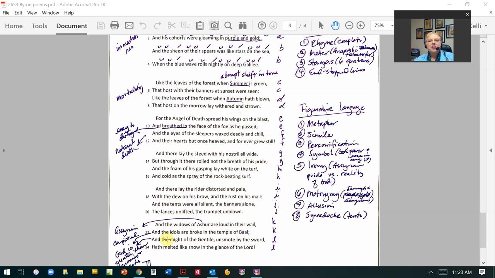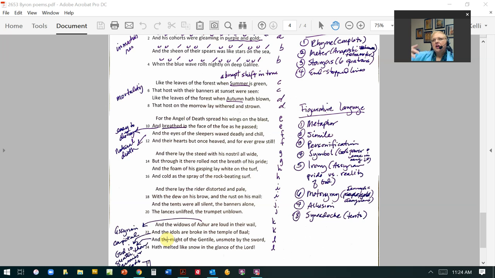No sword has ever been able to touch them, but God just glances, melts them like snow, right? And so there's irony there. We have metonymy. Remember, metonymy is where a part of something represents its whole. So Sennacherib is kind of equal to the Assyrians. The destruction of Sennacherib is the destruction of the Assyrians. There is allusion. This is making allusion to the biblical story.